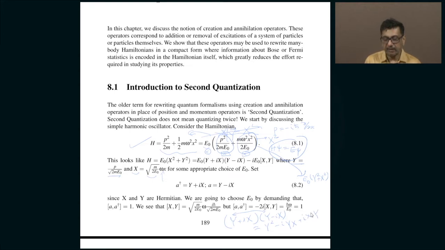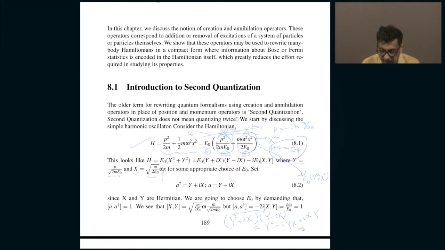If X and Y were just numbers instead of operators, this would have cancelled out, because then Y into X would be equal to X into Y. But in this particular case, they are not numbers, they are operators, so they do not cancel out. Capital X is a constant into the position operator, capital Y is a constant into the momentum operator. So they do not commute. So X into Y is not equal to Y into X.